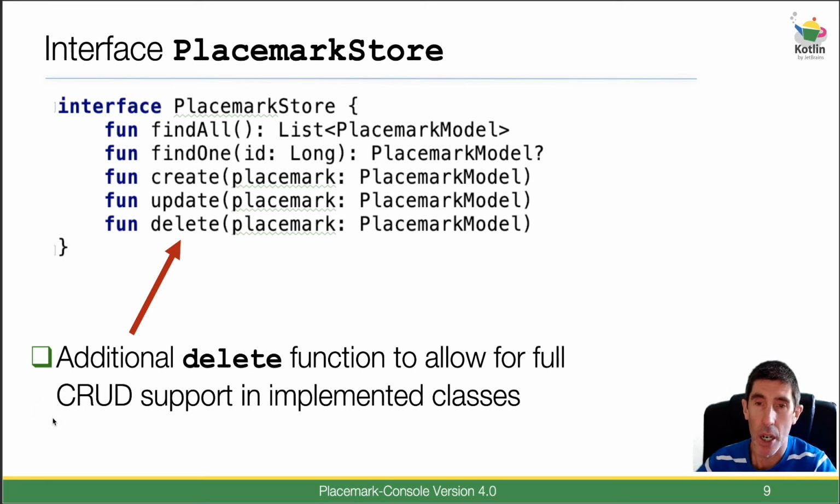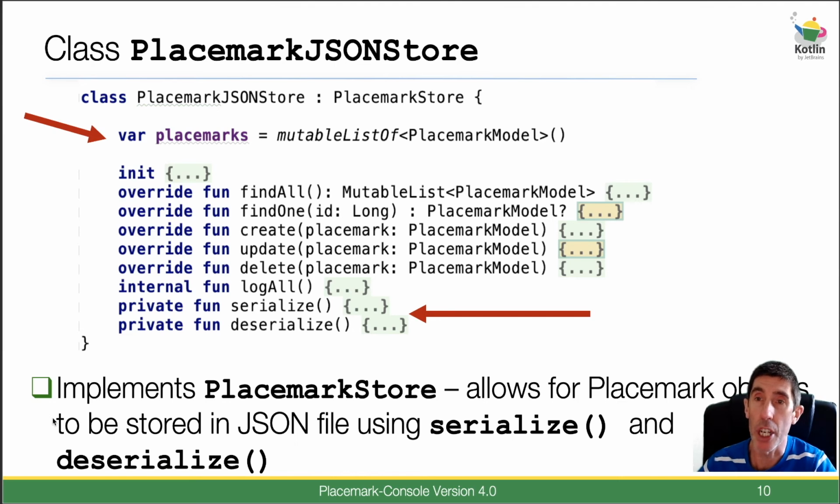In terms of the placemark JSON store, remember in the last version we had our placemark mem store implementing the placemark store interface. Here we now have our placemark JSON store implementing the placemark store interface, and this will allow us, with very little changes, to swap in and swap out that different kind of support. We'll see that in the lab, and we will see something similar in the Android labs as well. Just a couple of points to note there too.